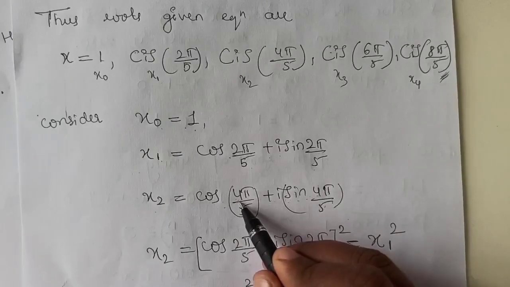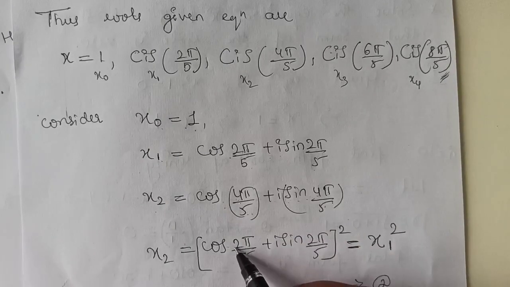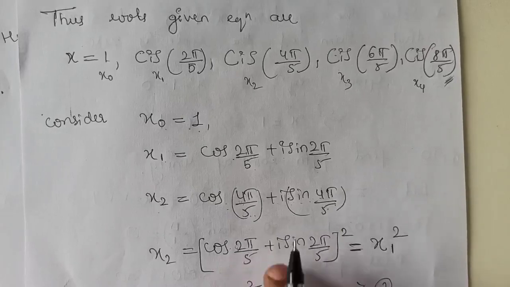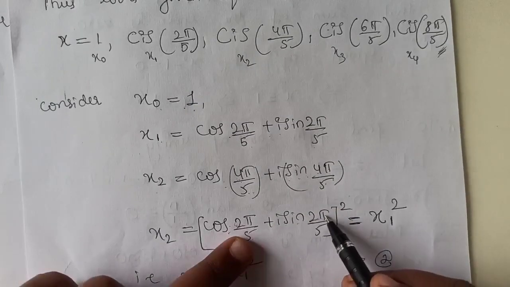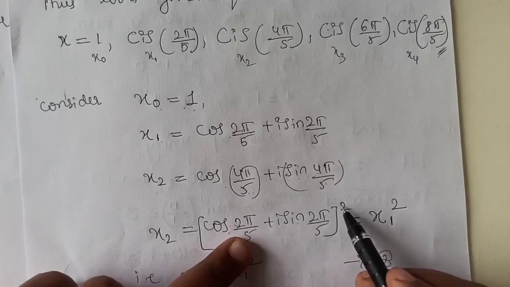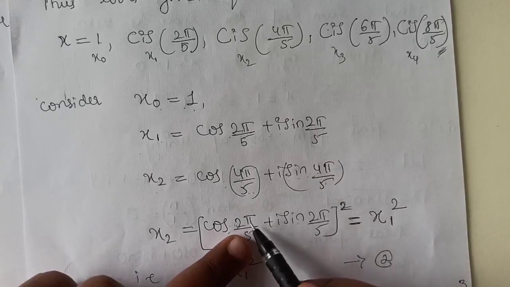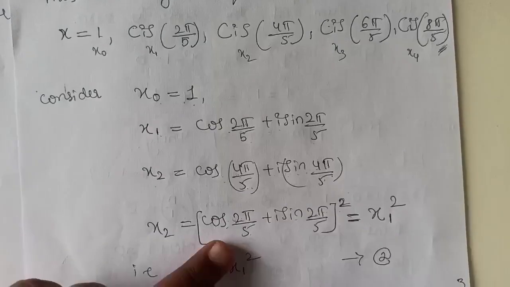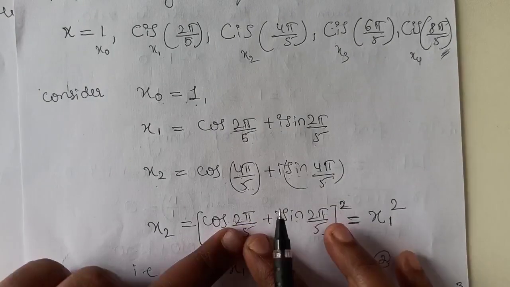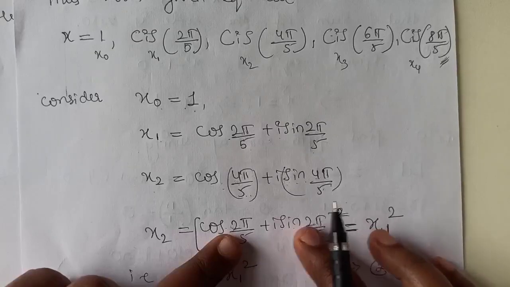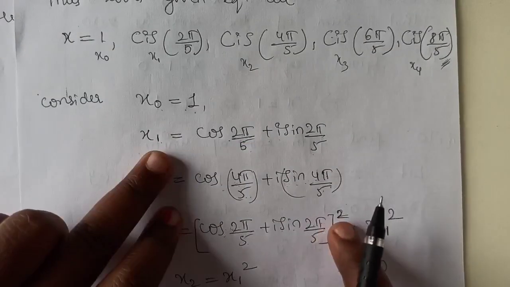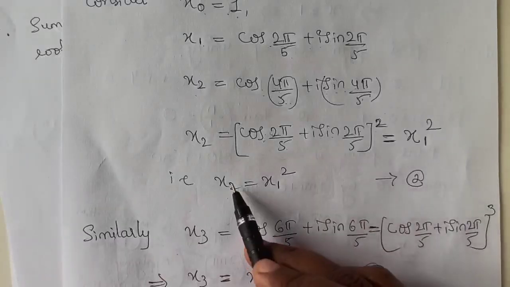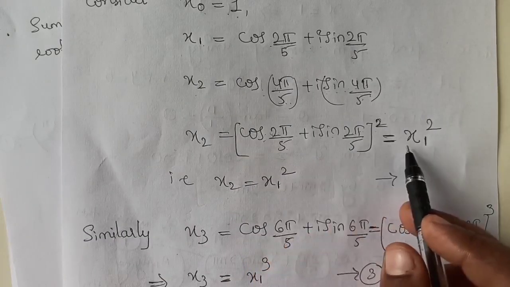So this can be written as 2 into 2, or it can be written as cos of 2 pi by 5 plus i sin 2 pi by 5 whole square, by using De Moivre's theorem. So 2 into 2 is equal to 4. That means this cos of 2 pi by 5 plus i sin 2 pi by 5 is x1, so this is x1 whole square. So we got x2 is equal to x1 whole square.